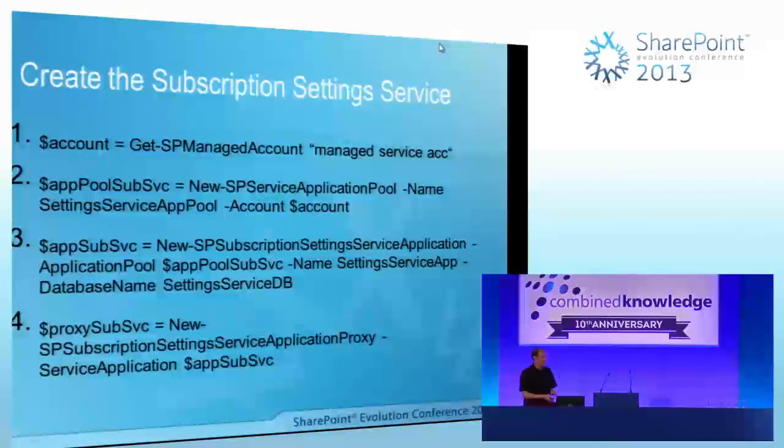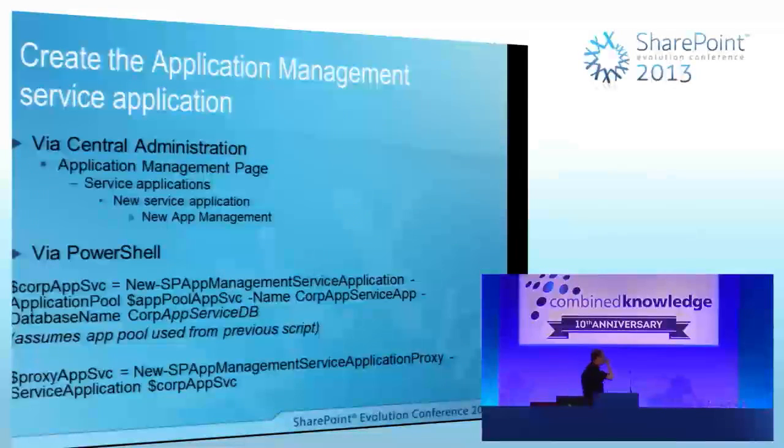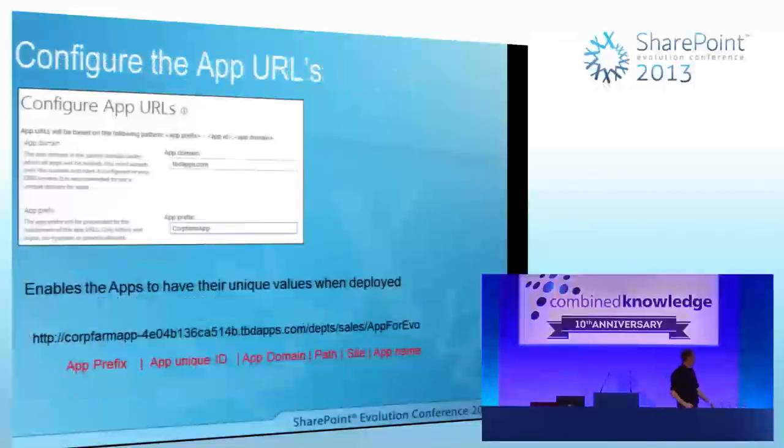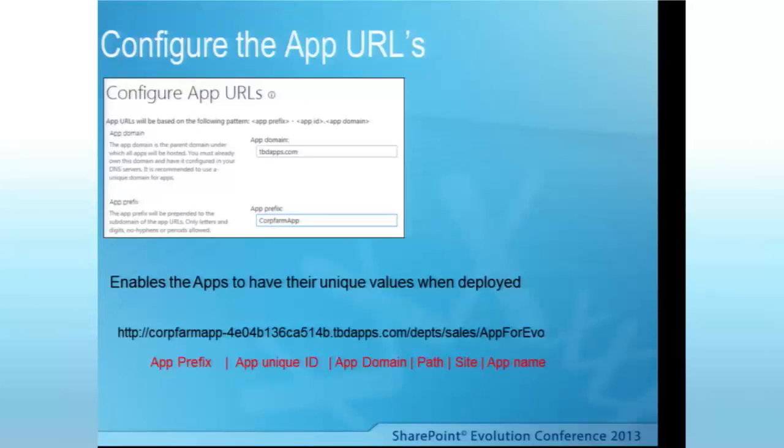Okay, so that's done. So we've got our application management service, that's done. Configure the app URLs. So this is the bit that we've been talking about all this time in terms of creating our infrastructure to support that unique app URL. And you'll notice that in central administration, we're going to define two field values. We're going to define the app domain, and the app domain must mirror what we did in DNS. It's that same app domain that we created.